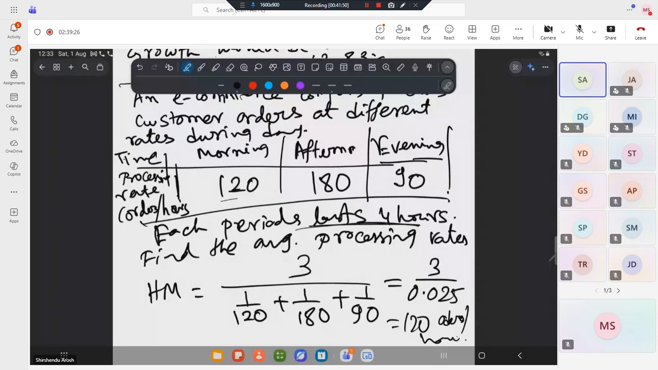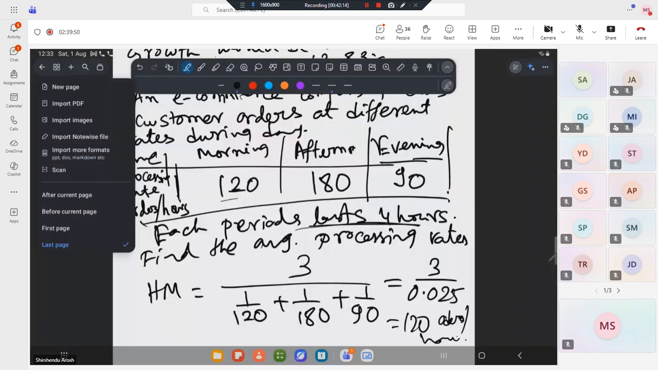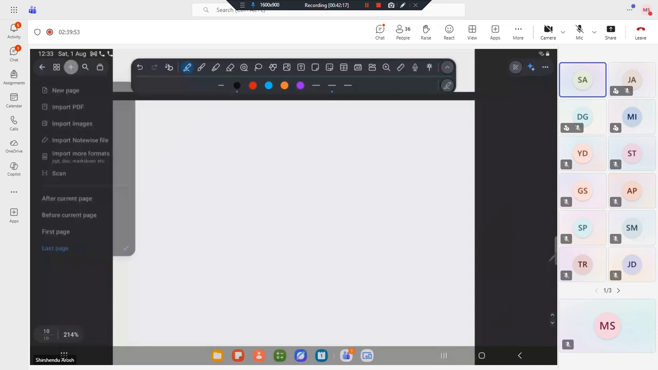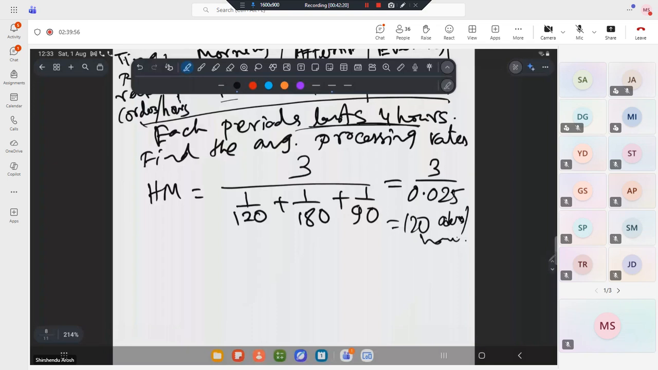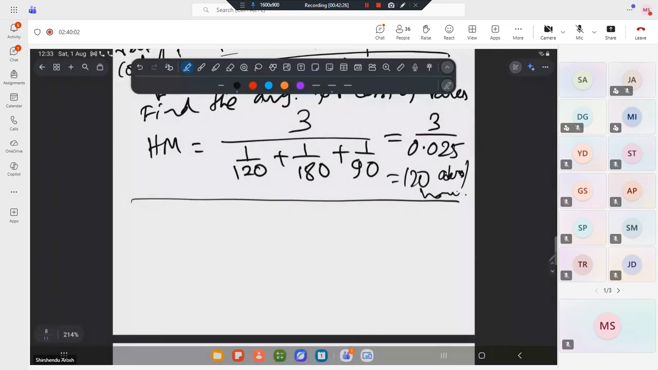Of course, if we put it as a rate, do not go for the arithmetic mean. It will give you more, higher values in that particular case. This is for the simple HM. How about the weighted HM? Same page. Similar case for the weighted example.